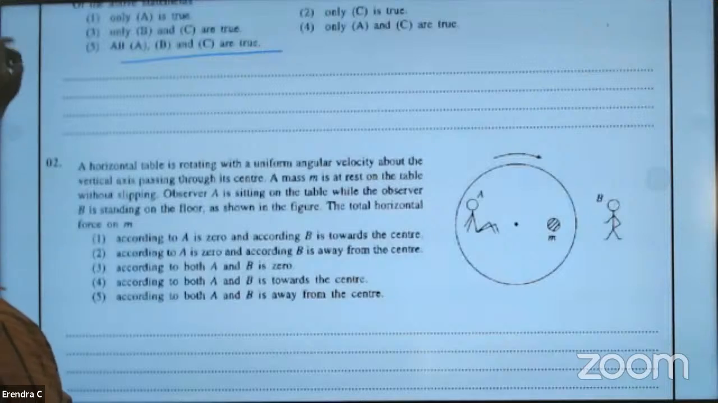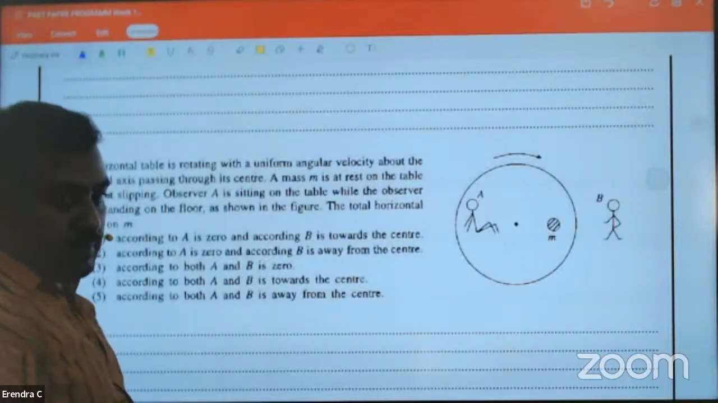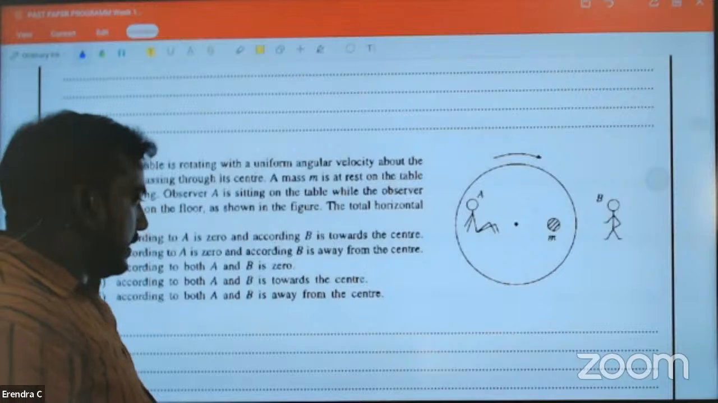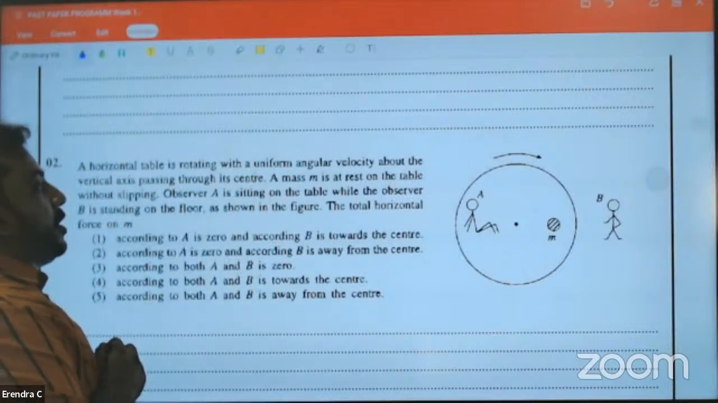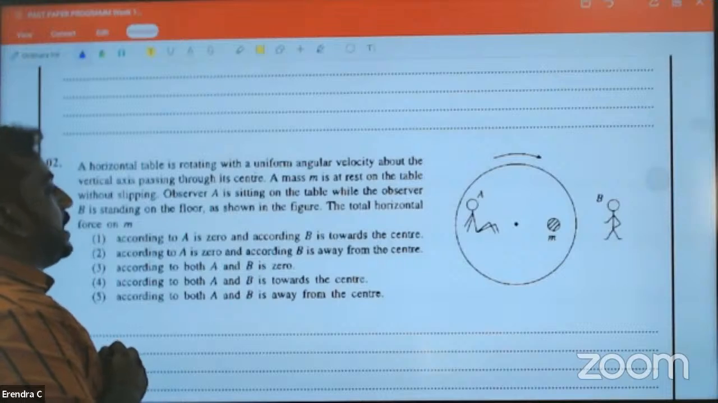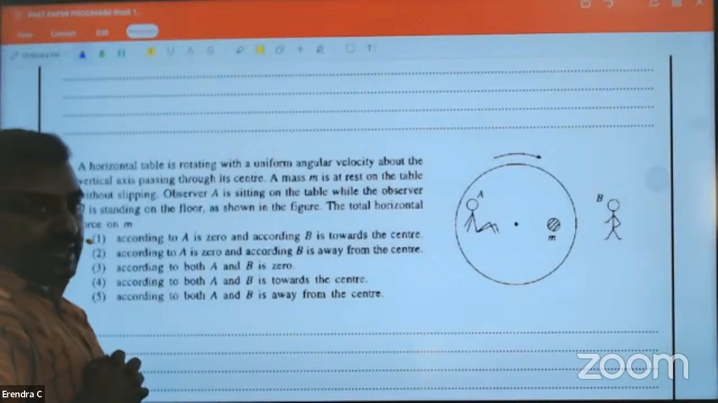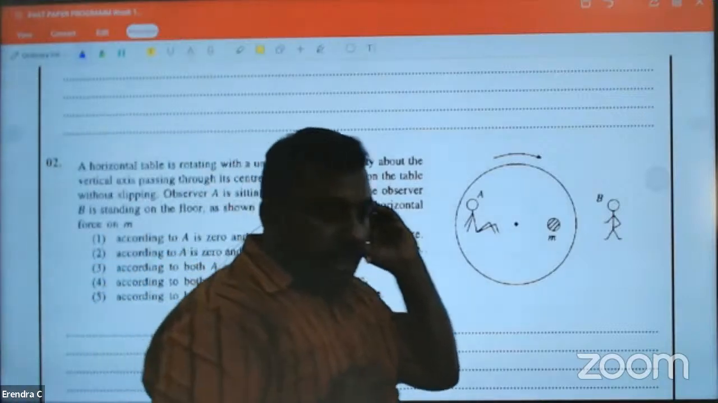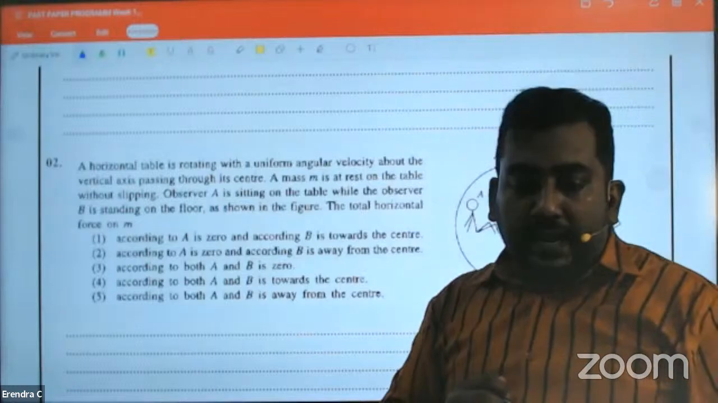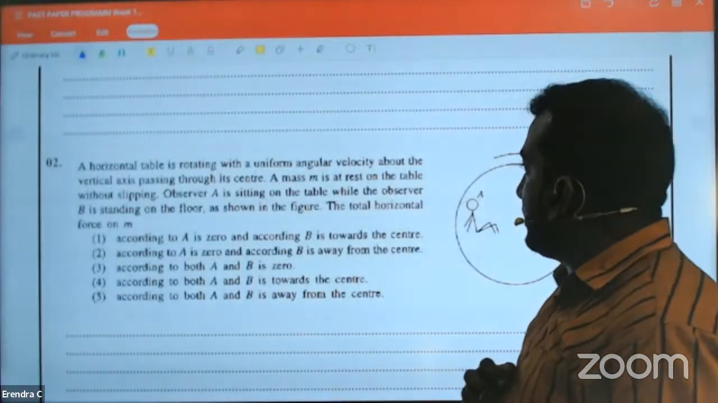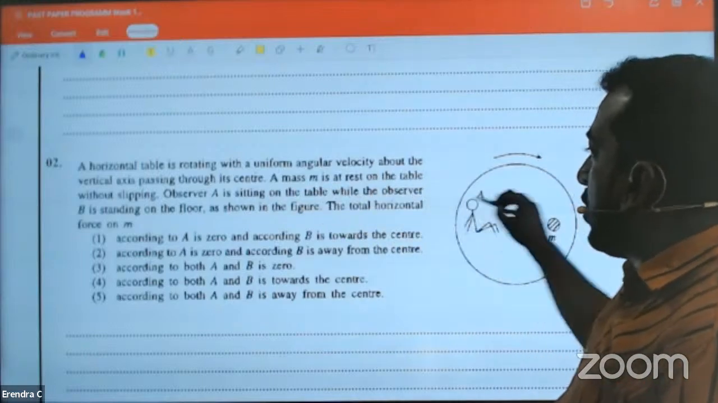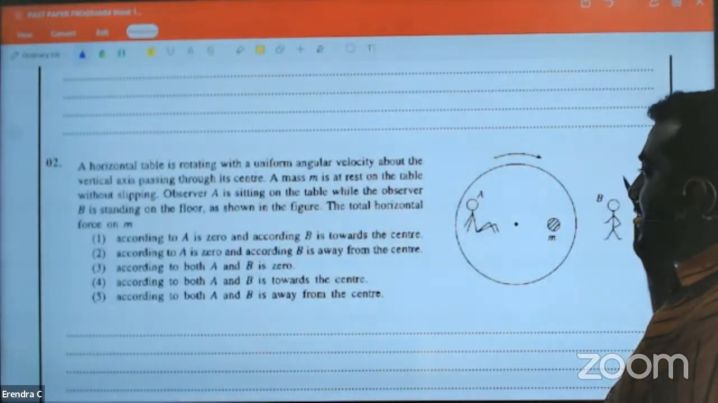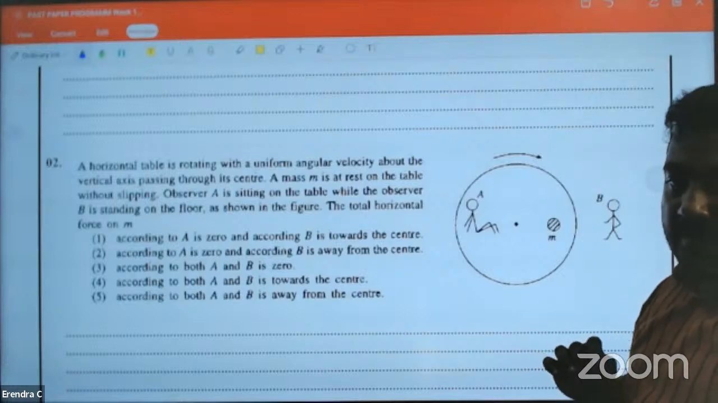Second MCQ. Get this carefully. A horizontal table is rotating with a uniform angular velocity about a vertical axis passing through the center. Mass M is at rest. Now, when mass M is at rest on the table without slipping, observer A is sitting on the table while observer B is standing.